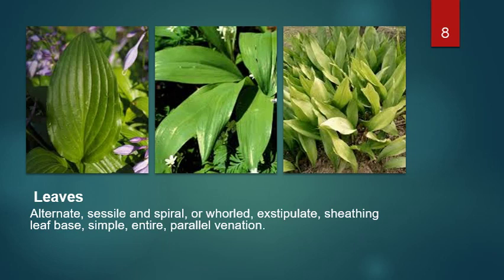And the venation in the leaf of the Liliaceae family is parallel. It means venation in which many veins of equal size run parallel to each other, from the base to the apex or from the midrib to the margin of the leaf.